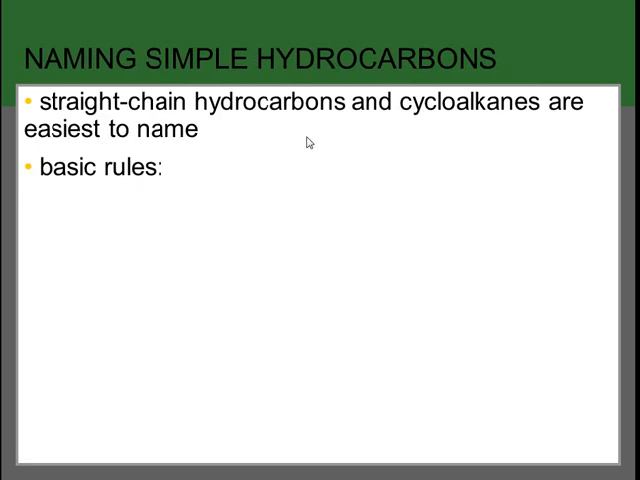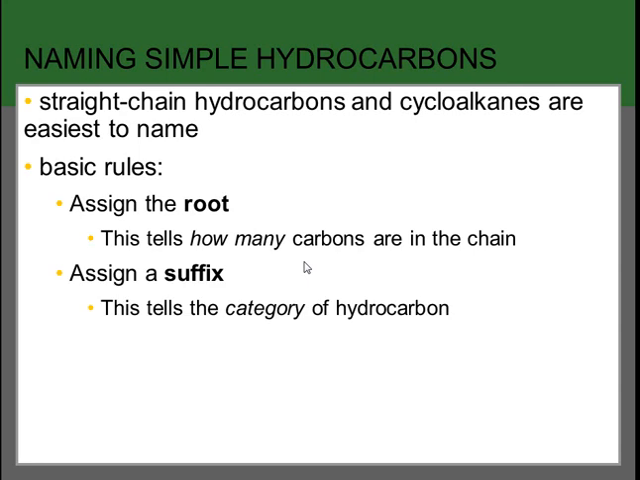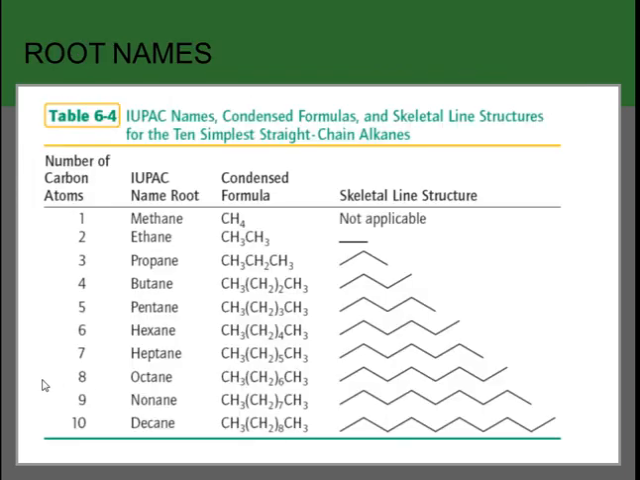So naming simple hydrocarbons, those are the easiest to name if they have no branches. The basic rules are assigning the root, telling us how many carbons are in the chain, and then assigning a suffix that tells us the category of hydrocarbon: alkane, alkene, alkyne. And if there are multiple bonds, we'll assign a number that indicates where those multiple bonds are. So table 6.4, this would be a good table to memorize.